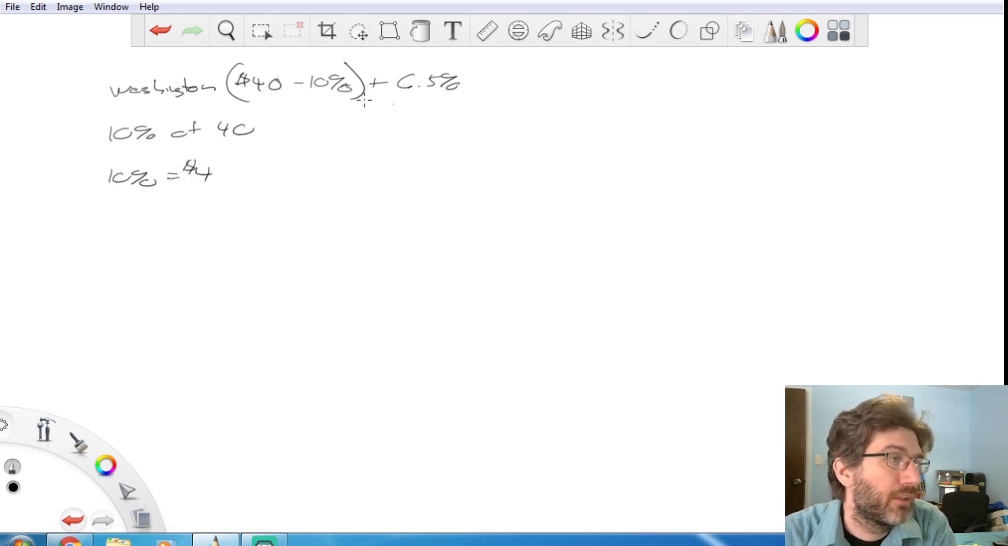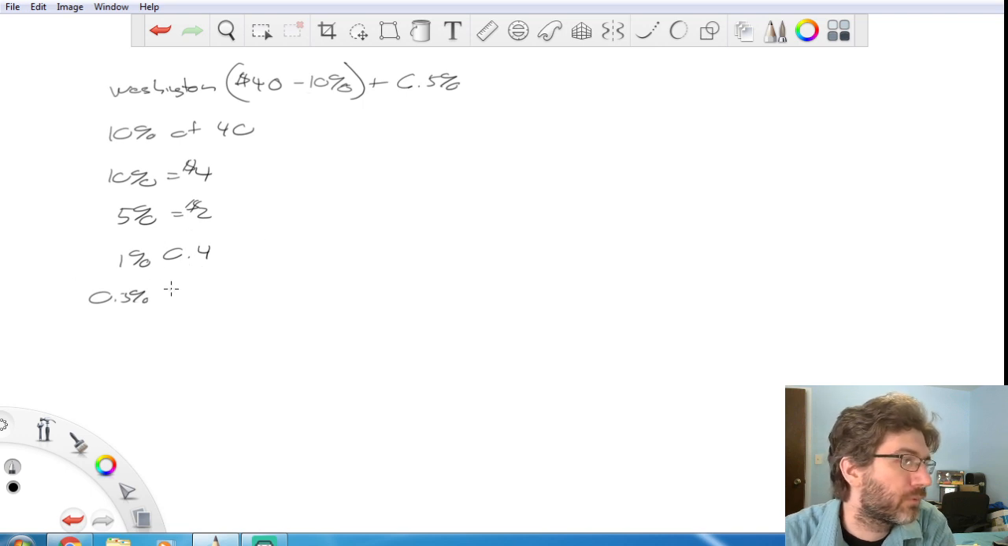Right? And then you want to find 6.5% as well. We can find 5% easily because that would be just half of this, which would be $2. We can find 1% pretty easily because that would be moving it twice, which is 40 cents. And we can find 0.5% pretty easily, because that would just be half of 1%, which would be 20 cents. This is money. I'll put that there.